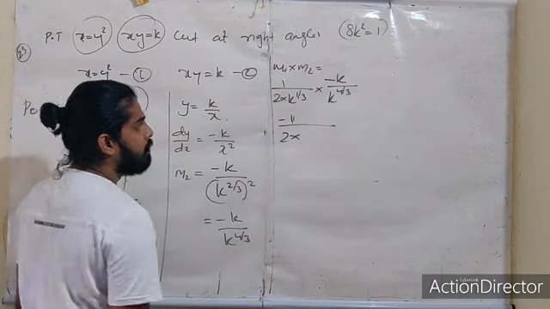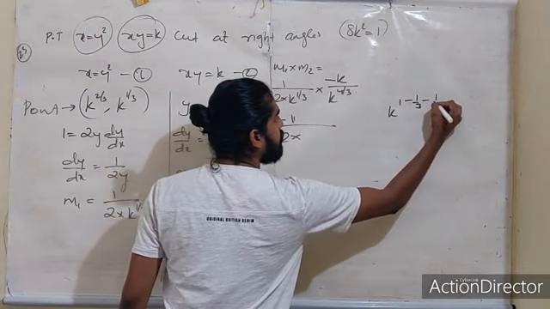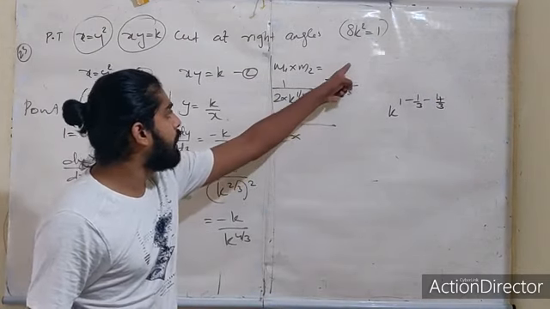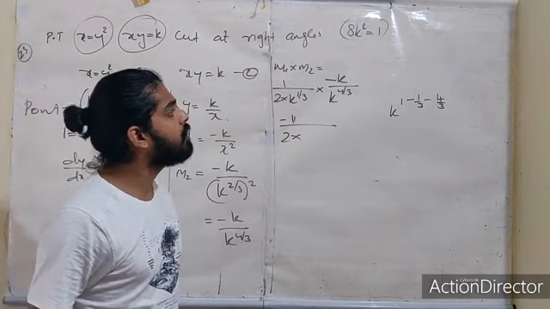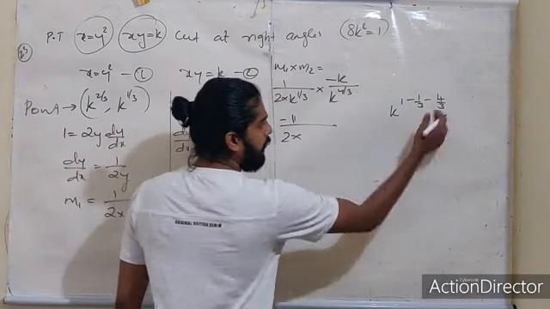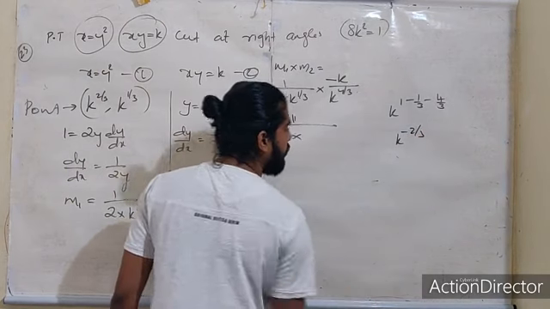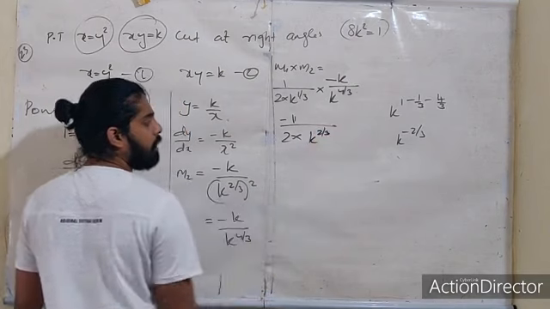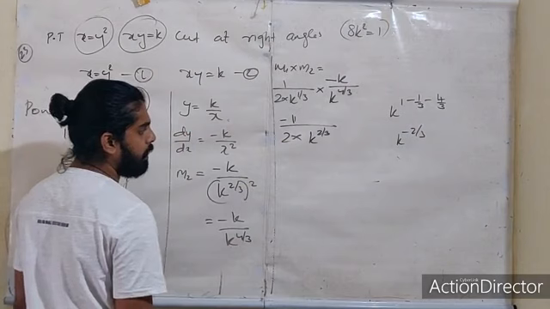So k raised to 1 minus 1 by 3 minus 4 by 3. Since minus 1 by 3 minus 4 by 3 is minus 5 by 3, k raised to 1 minus 5 by 3 is equal to k raised to minus 2 by 3. So k raised to minus 2 by 3 means it is in the denominator, k raised to 2 by 3. The power is negative, that's why it is in the denominator.